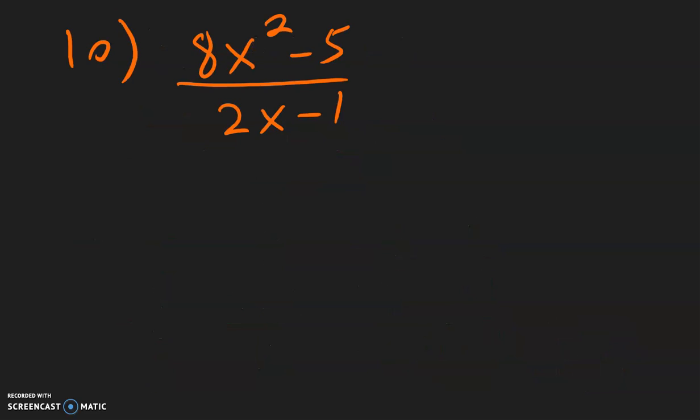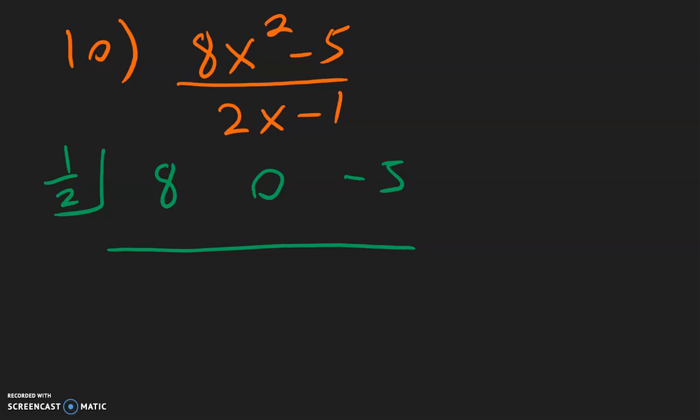For number 10, so set the bottom equal to 0. So move the negative 1, becomes a positive 1. Divided by 2. So 8, that's an x squared. And then for the x term, that's missing, 0. And then we have a negative 5. So be very careful of that, because on this problem, if you miss that 0, you will get the wrong answer. Copy down the 8.